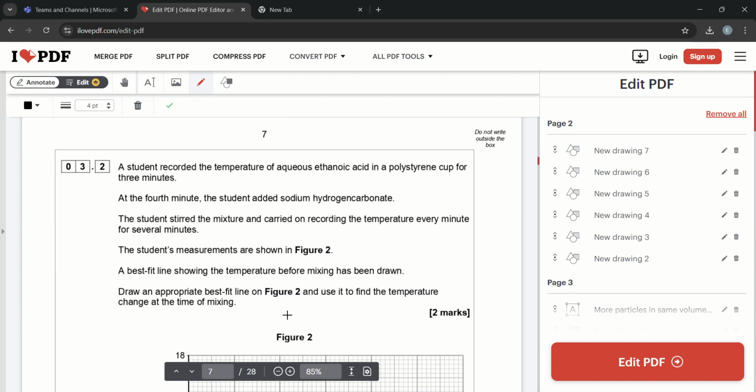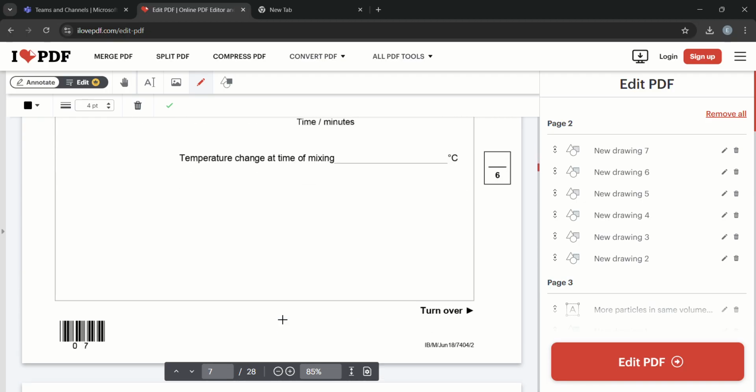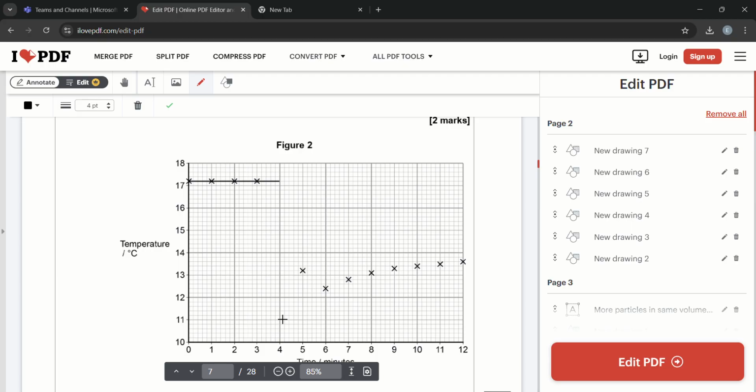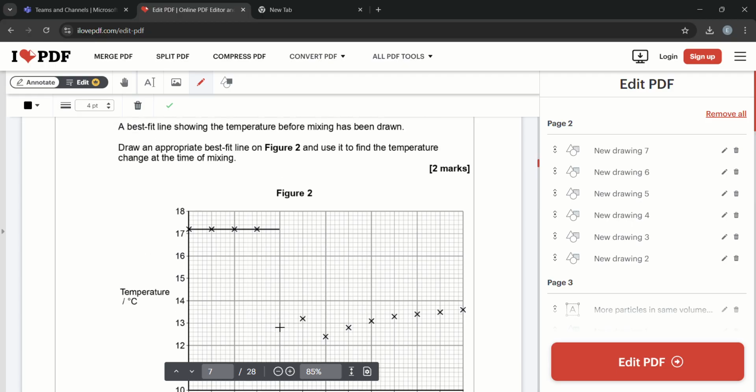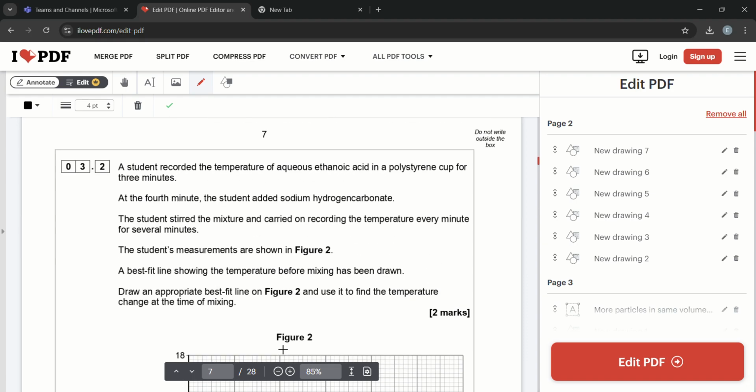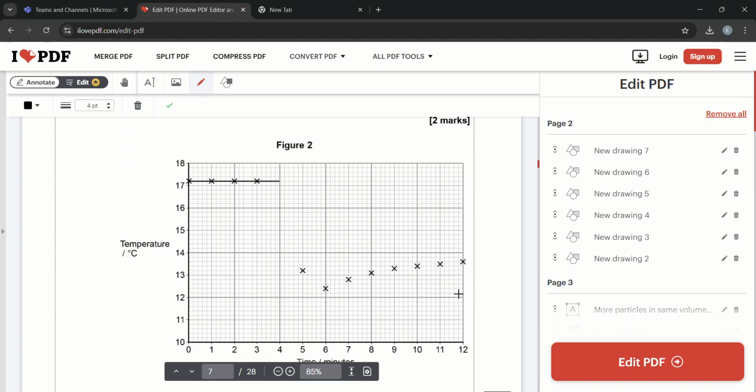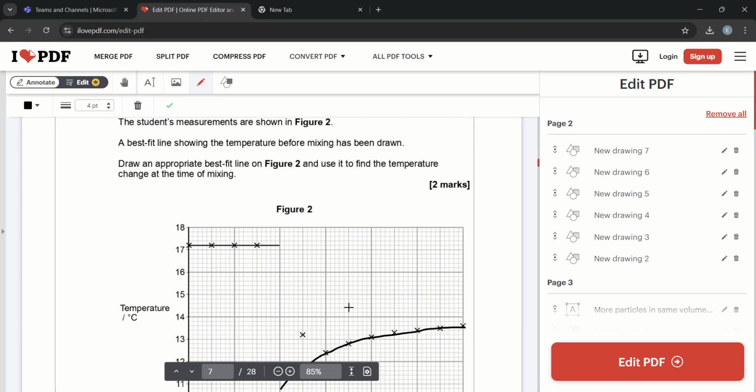And then 3.2: draw an appropriate best fit line on figure 2 and use it to find the temperature change at the time of mixing. Okay, it's a bit of a tricky one. But we know at the 4th minute the student added sodium hydrogen carbonate. Student stirred the mixture, carrying out measurements shown in figure 2. Okay, so we can see already here that these points can give me a really smooth curve just off the bat, and that is actually the best fit line.